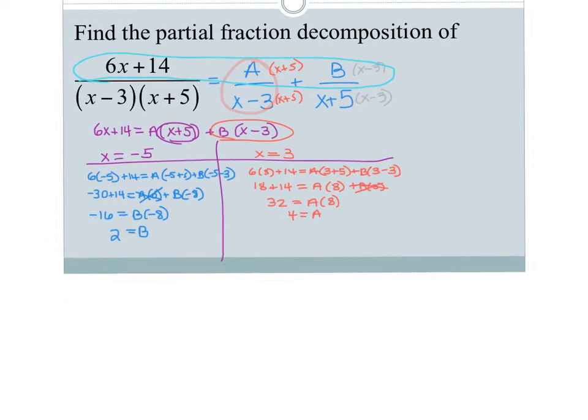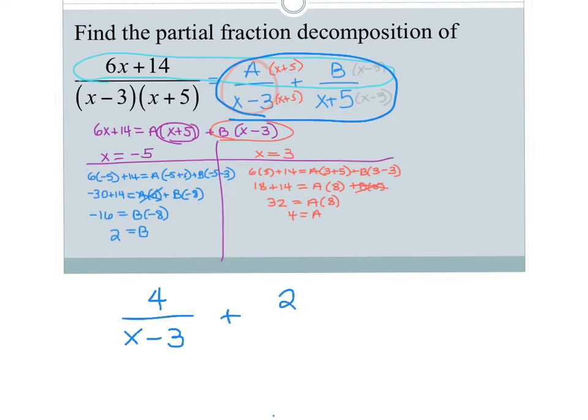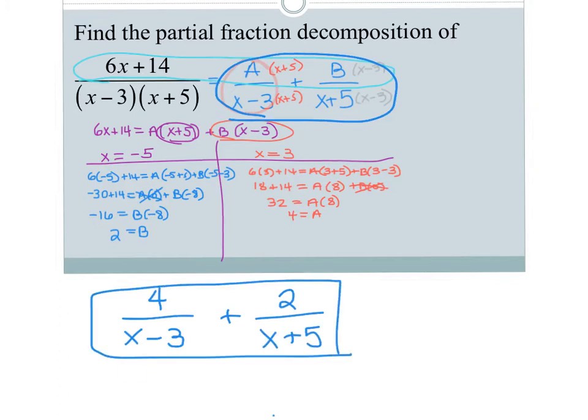So now I'm just rewriting my fractions that I had from above, replacing A with the value of A we found and B with the value of B we found. So A is 4 over x minus 3 plus B is 2 over x plus 5. And again, you could work backwards by taking that and combining it into one fraction, and it will give you your question.